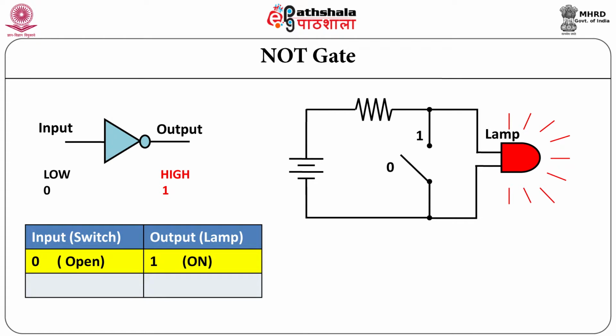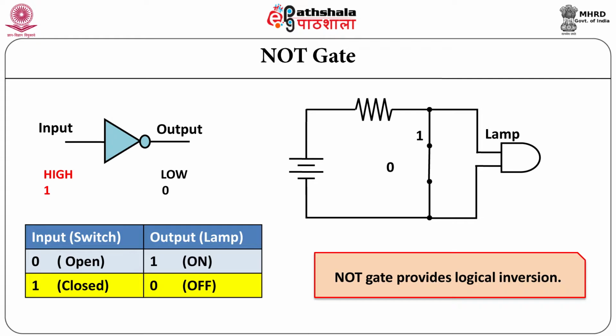Let us now consider an electronic circuit consisting of battery, resistor, switch and lamp to implement simple NOT gate or inverter. The open switch, corresponding to logic 0, turns the lamp on indicating logic 1. The closed switch corresponds to logic 1, turns the lamp off indicating logic 0. Thus, the NOT gate inverts or complements the input. NOT gate provides logical inversion.